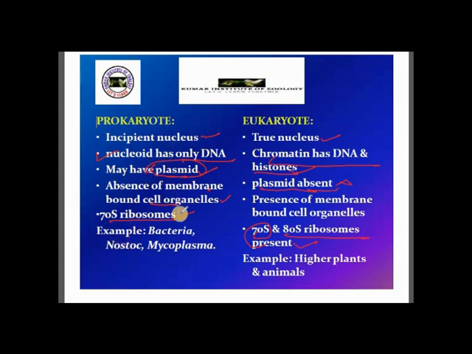Here, examples for the prokaryotes: bacteria, nostoc, and mycoplasma are examples of prokaryotic organisms. And among eukaryotes, higher plants and animals come under the eukaryotic organisms.